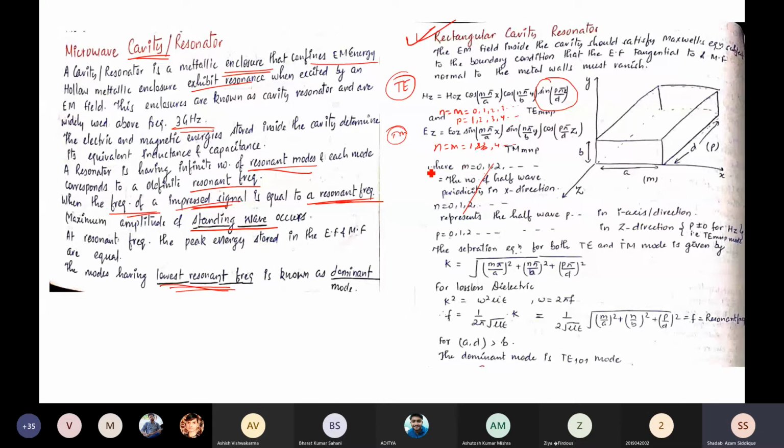Here you can see it is written, so you can go through this. In the Z direction, P is not equal to 0 for Hz, that is the TE mnp mode. So P should not be equal to 0. Just keep in mind, you have all the sinusoidal and cosinusoidal components, so check that the field should not be 0 overall. So the MNP condition is satisfied.